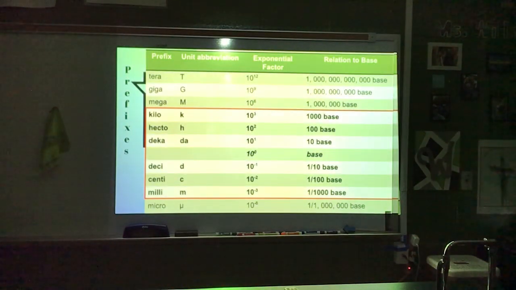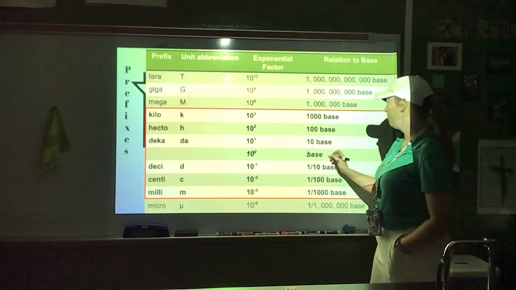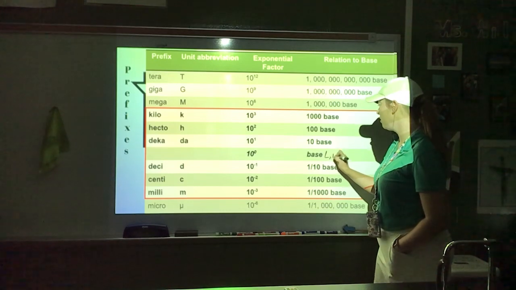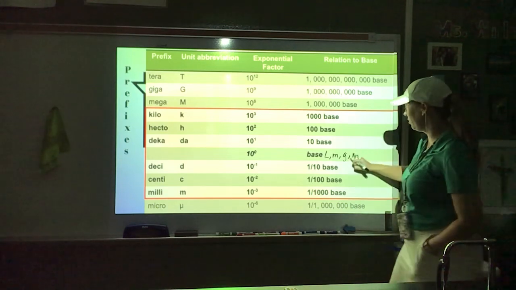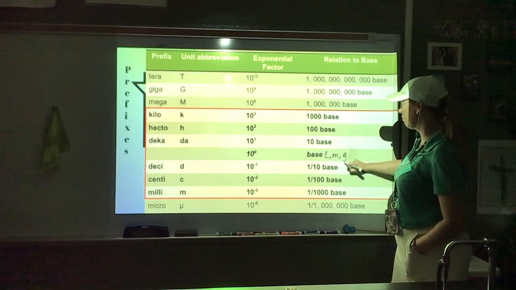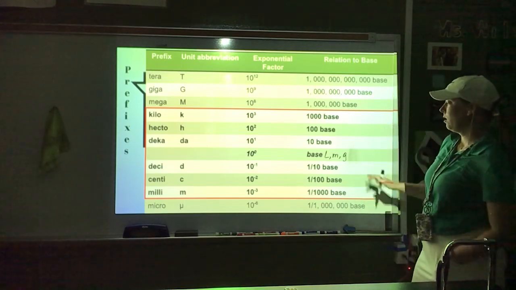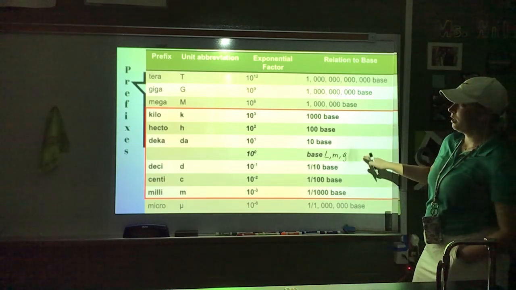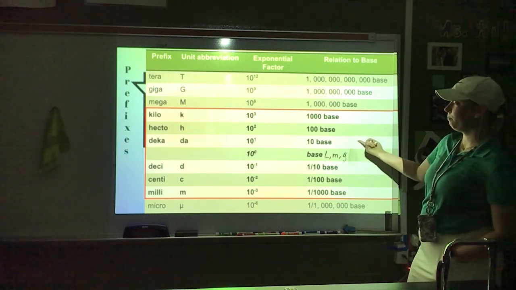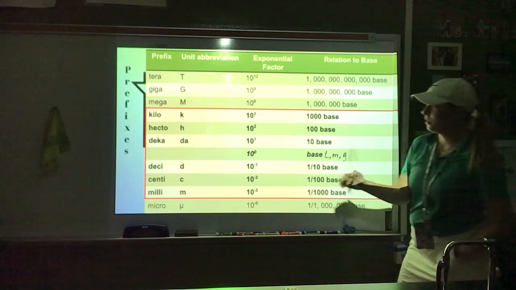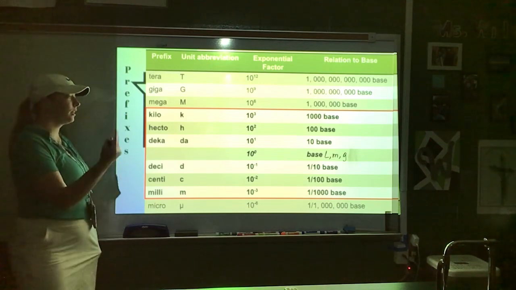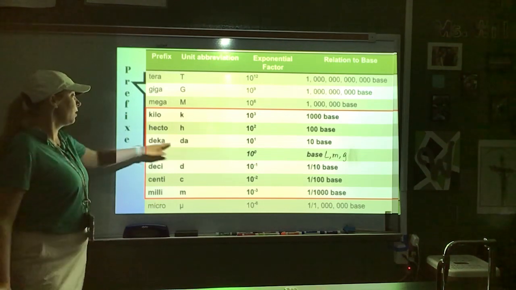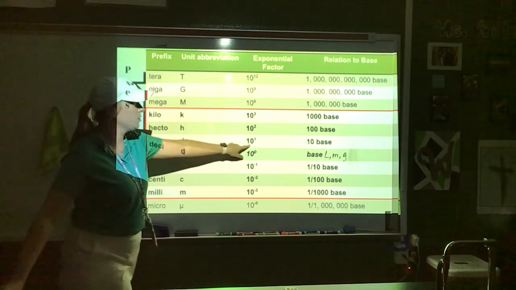Okay, the prefixes. So prefixes, I always like to start with the base. So this would be your liters, meters, grams, things like that. Meters, liters, and grams are kind of your main ones for your base. So this is your base unit. And then if we are going to go to a larger number, so base of 10, we will go to deca, D-E-K-A. So we can have a decagram, a decameter, a decaliter. That would be represented by da, and is to the first power.